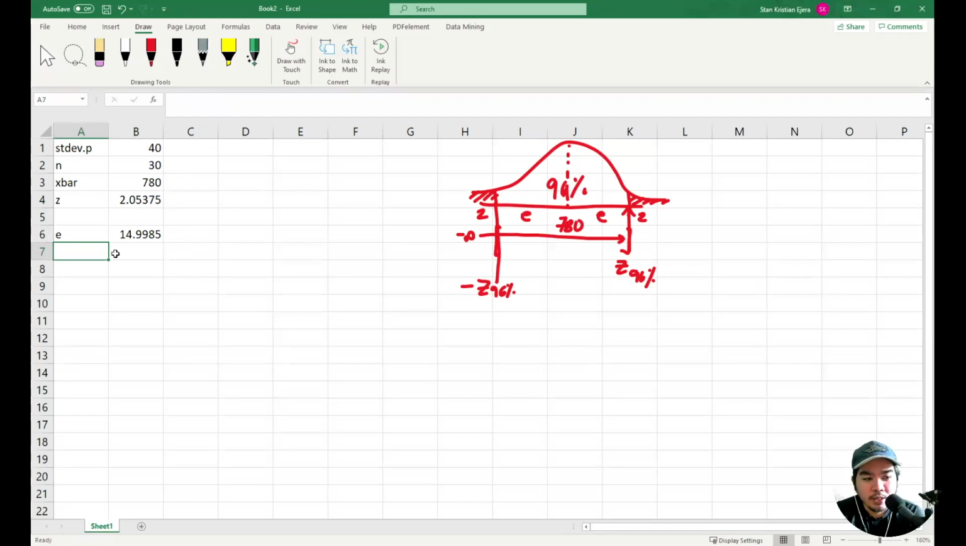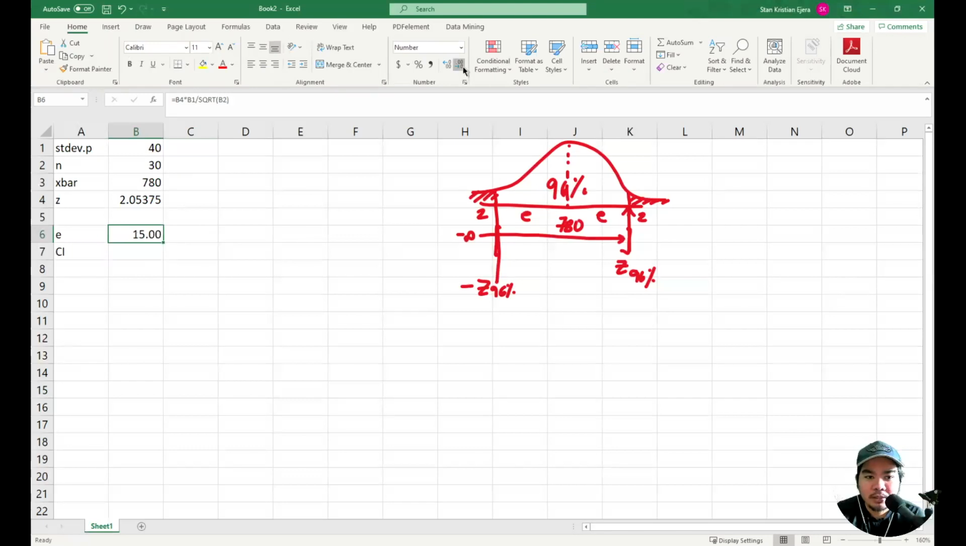So our final answer, our confidence interval, we can show in two ways. It can be in terms of a range. For example, I can do lower limit and upper limit. So I can do equals, and let me, what is this.